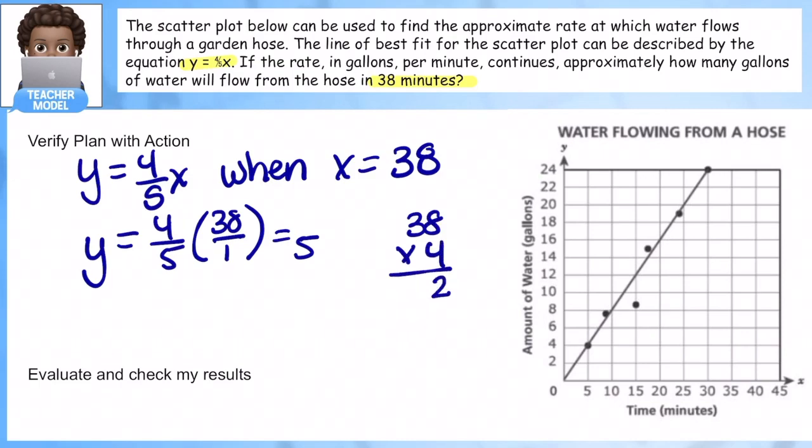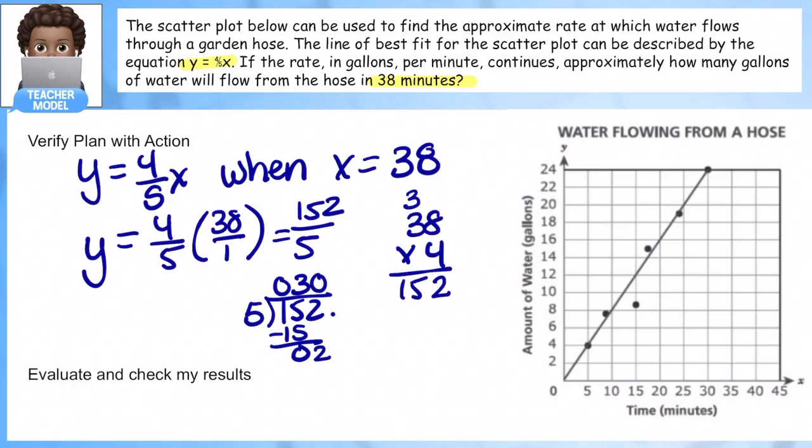I'm going to do the math for the first top part. 8 times 4 is 32. 4 times 3 is 12. 12 plus 3 is 15. So 152 over 5. Let's simplify that part out. 152 divided by 5. I get a 2 here. I'm going to put a 0. And 5 goes into 24 times. So y is equal to 30.4. What are my units? Gallons.